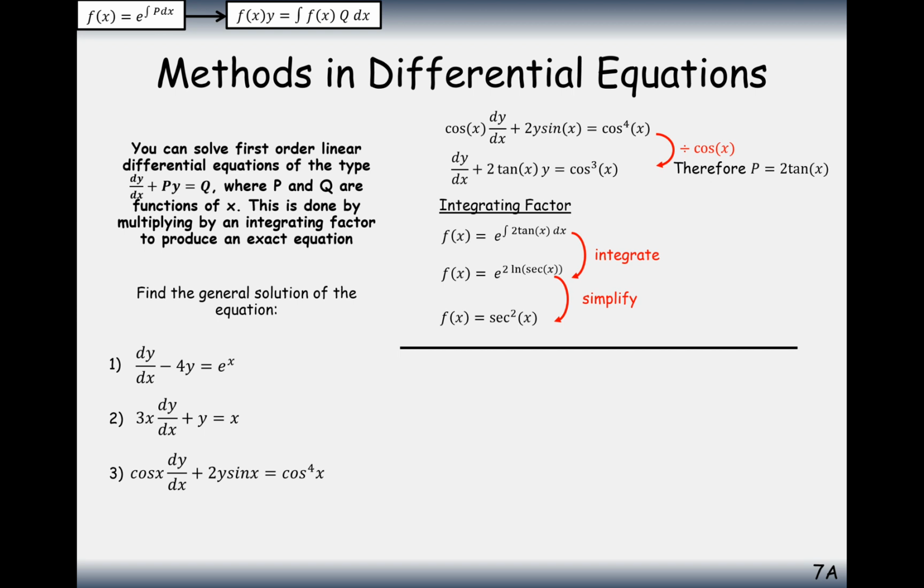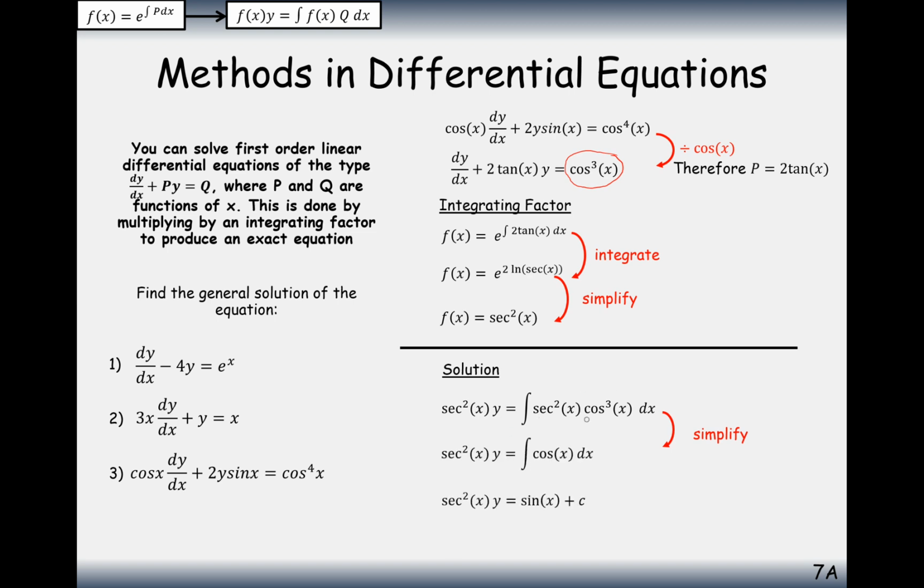Now that we've worked out what the integrating factor is, time to go on to the solution. So it's going to be of this form here. This form is always the solution. It's going to be sec squared y equals the integral of sec squared x cos cubed x. That's q from the right hand side of your derivative equation. Simplify what you've got there and then integrate. So sec squared will cancel out 2 of the coses. Integral of cos is sine. And then we may want to multiply by cos squared on both sides to leave us just with y on the left. So it's going to be sine x plus c times cos squared x.